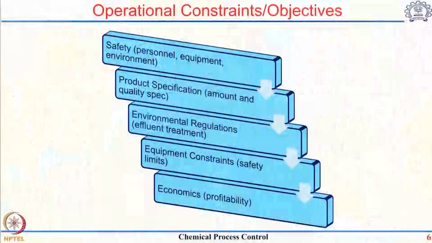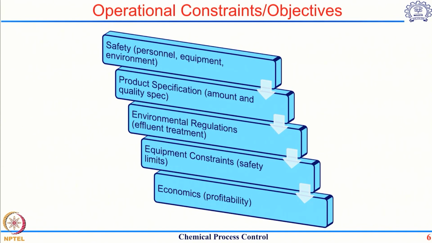As it turns out, this is the hierarchy in which these different decisions or constraints are to be satisfied. First and foremost, the plant or the operator has to ensure the safety of the personnel who are working inside the plant, as well as those who are around the plant. So, the safety of personnel, equipment and environment always takes the first seat. Once you ensure that the plant is safe to operate, you try to make sure that the product which you are getting out is of the required grade.